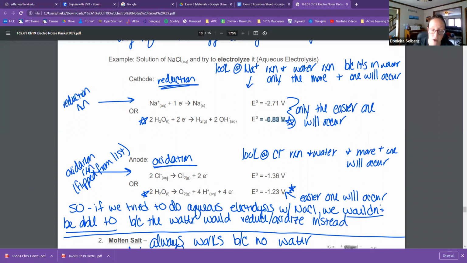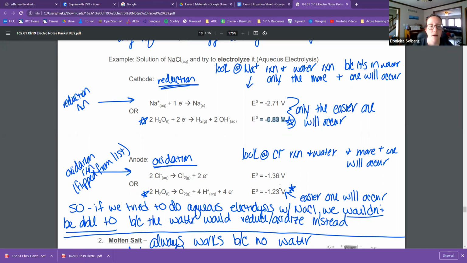Now you do have to flip this one. You have to make it written the way that you want it to actually occur, which means you're going to have to flip the sign. But then whichever one is higher or more positive is going to be the one that actually reduces or oxidizes. So if we actually tried to do aqueous electrolysis with NaCl, we wouldn't be able to get the results that we want because the water would actually reduce or oxidize instead. Okay, like I said, though, there are a lot of things you can do this with. Essentially, anything that is higher than negative 0.23 volts will oxidize, and anything that's higher than negative 0.83 volts will reduce. Okay, so you just want to compare those values and decide, is that going to happen or is it not going to happen?